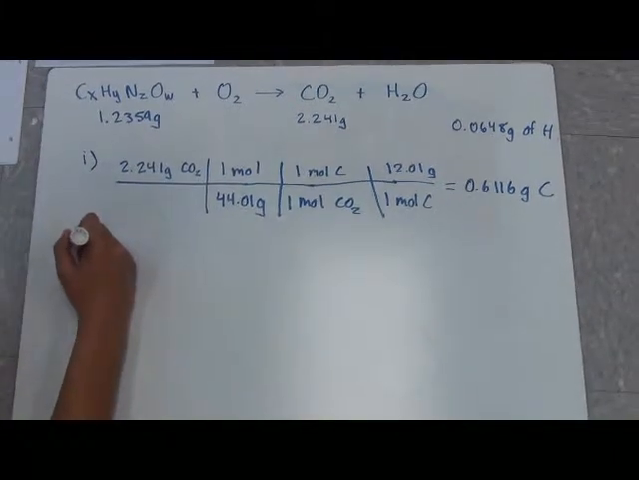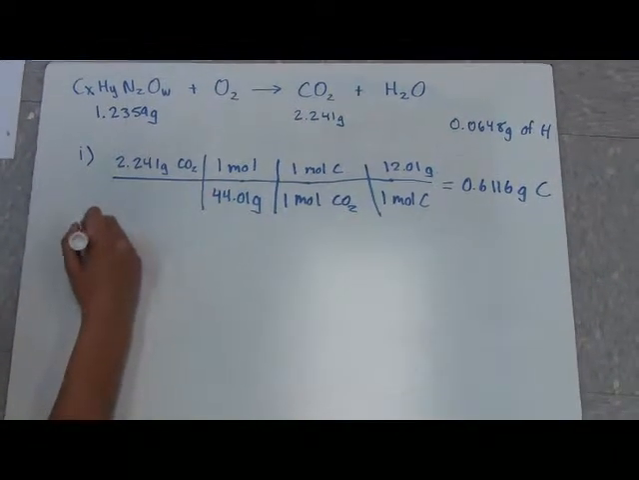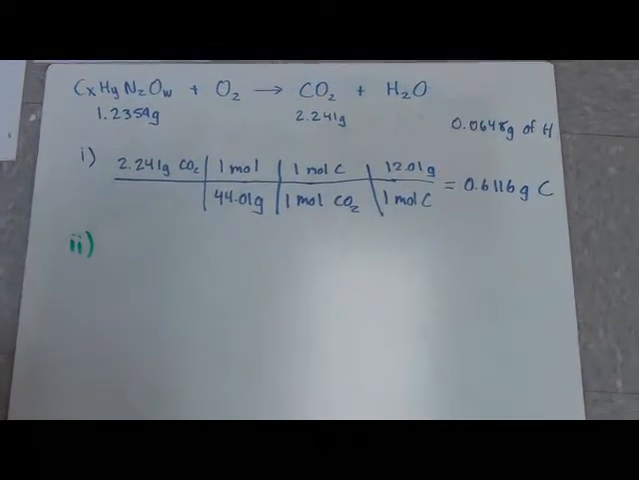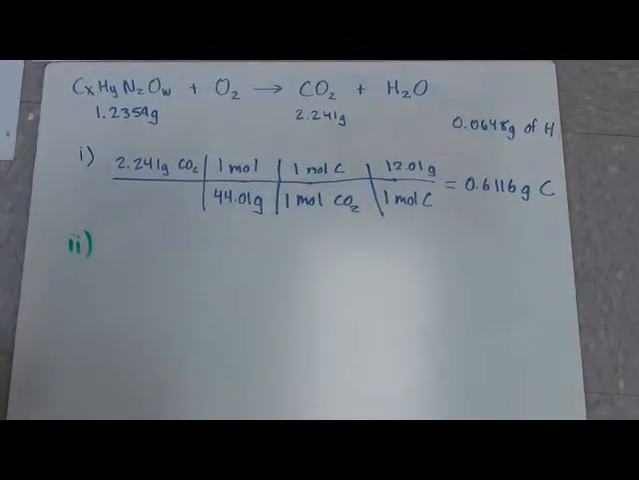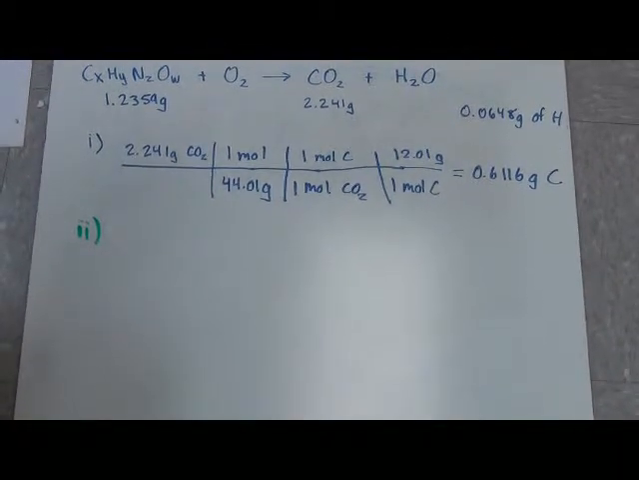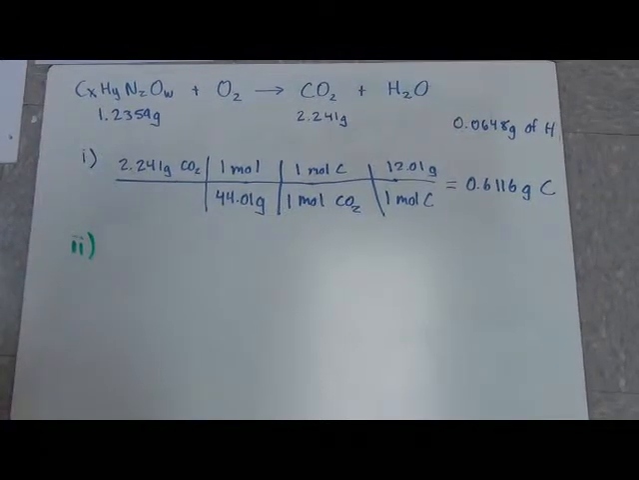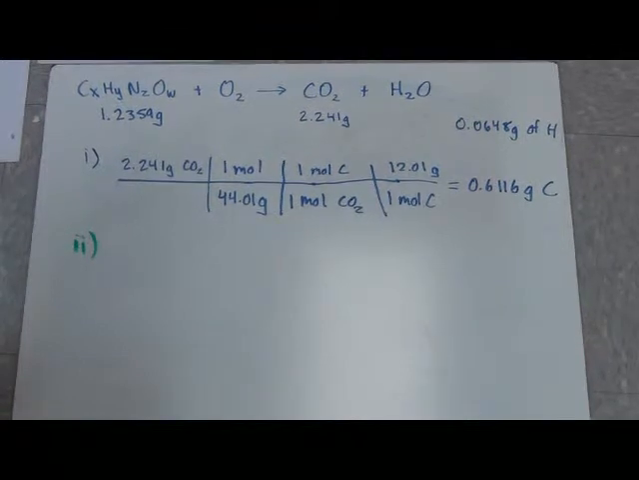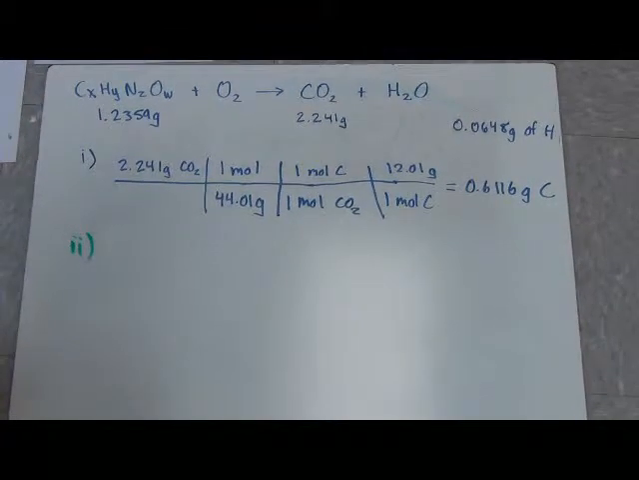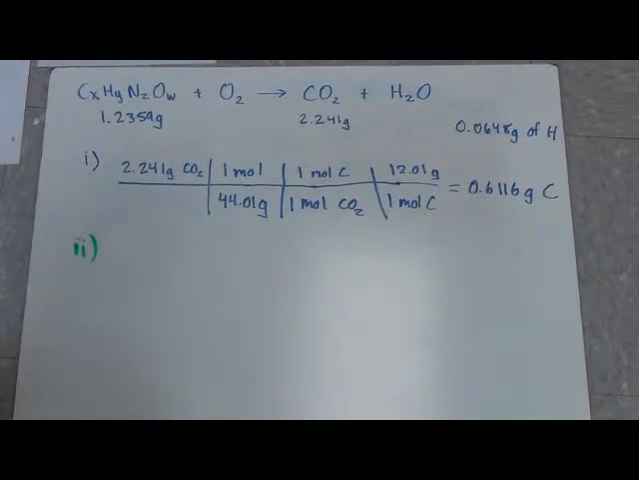So now we will be doing part 2. If you read the question, when the compound is analyzed for nitrogen content only, the mass percent of nitrogen is found to be 28.84%. Determine the mass in grams of nitrogen in the original 1.2359 gram sample of the compound.